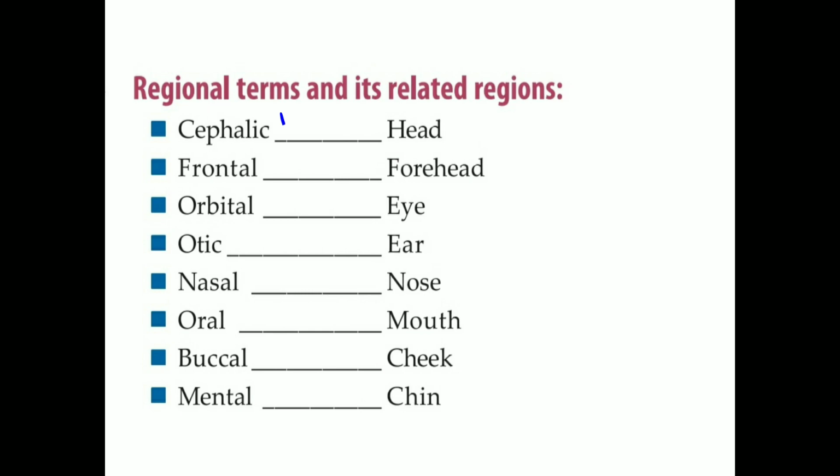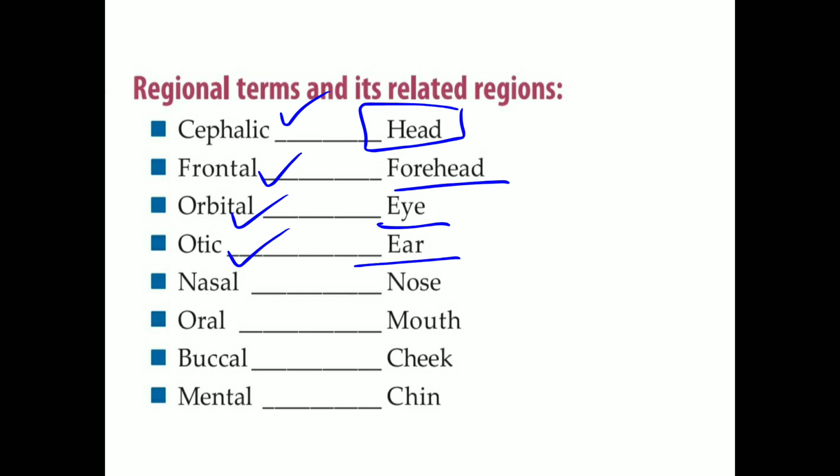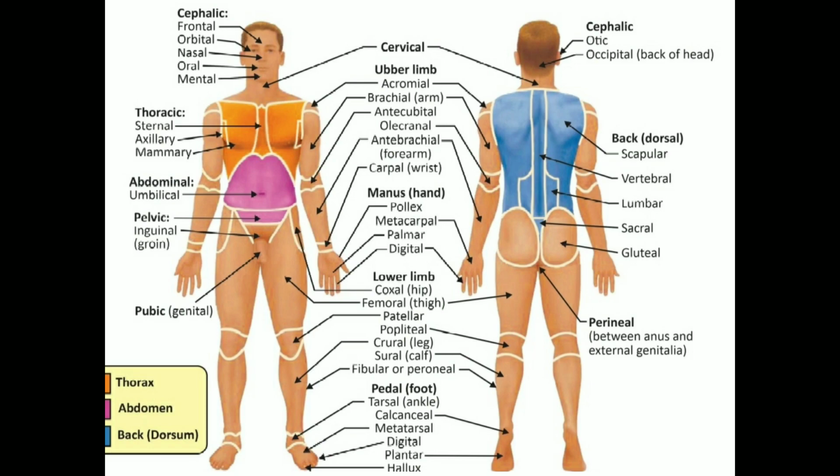The first one, cephalic region, refers to the head. Frontal region refers to the forehead. Orbital region refers to the eye. Otic region refers to the ear. Nasal region refers to the nose. Oral region refers to the mouth. Buccal refers to the cheek. Mental refers to the chin. You can see those regions here in the diagram: cephalic, frontal, orbital, nasal, oral, mental, all these.